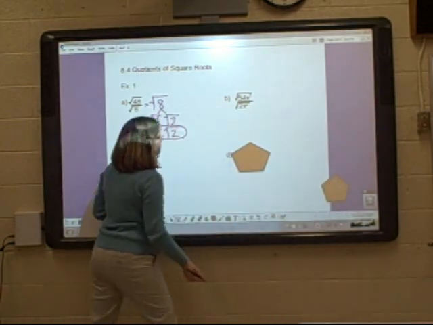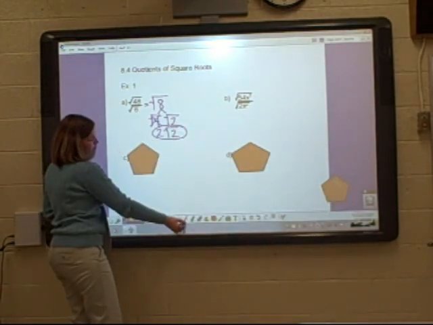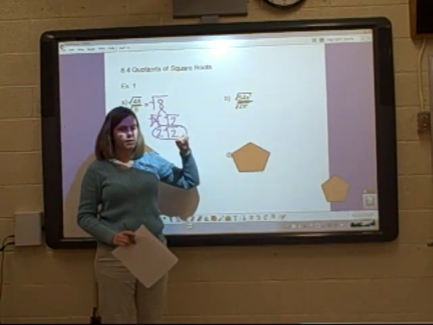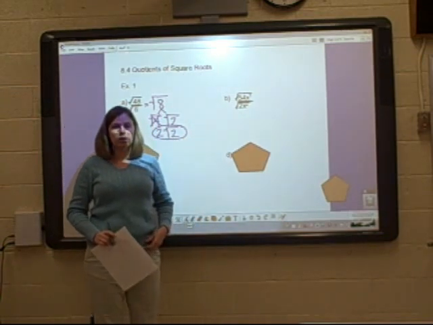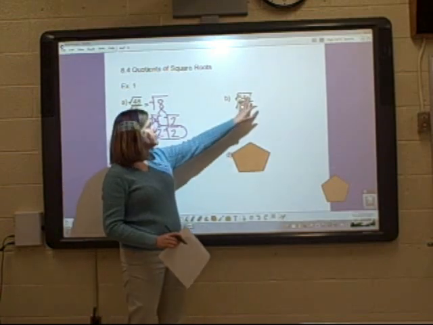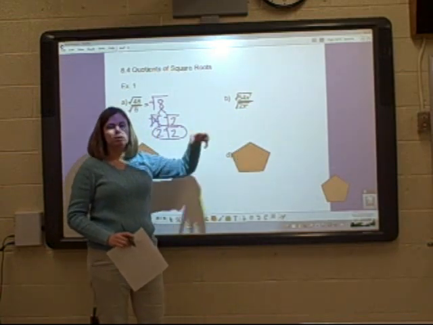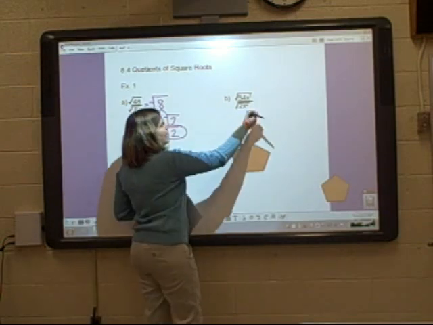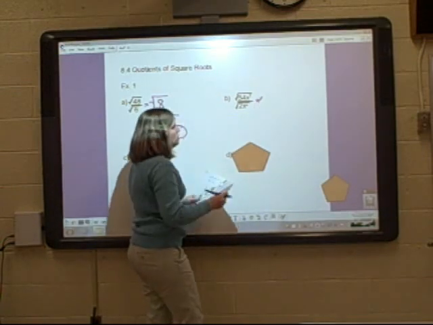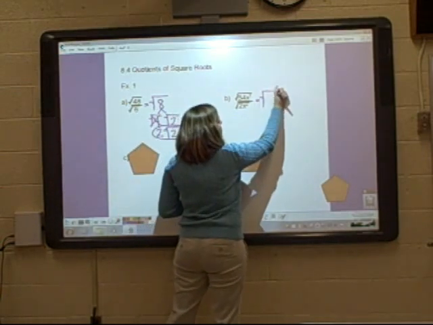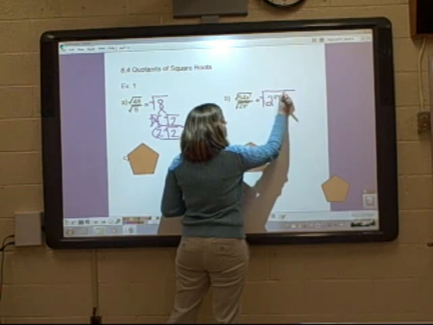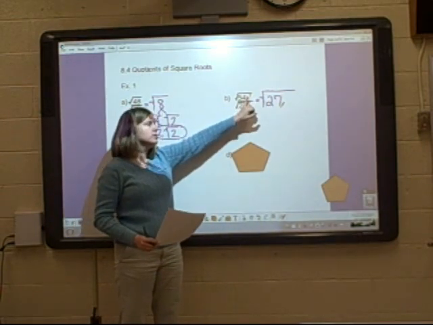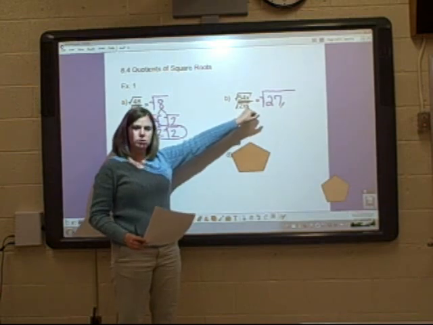In letter B, we're introducing variables where we have the square root of 54x to the 7th divided by the square root of 2x squared. Now once again, if these are divisible, go ahead and divide them because they both have square roots. So I can take 54 divided by 2, and when I do that, I get 27. And when I have my variables with my exponents, I've got x to the 7th and x squared.